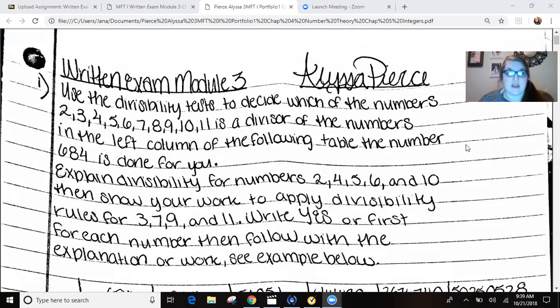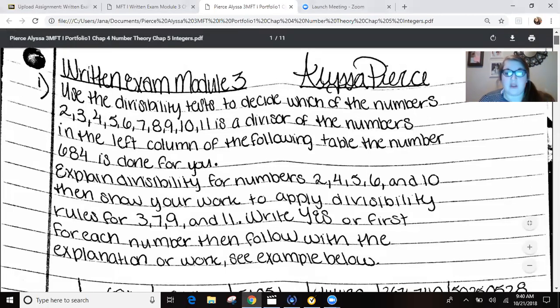So we see that for number 1, we are to use the divisibility test to decide which of the numbers 2, 3, 4, 5, 6, 7, 8, 9, 10, and 11 is a divisor for all the numbers in the left column of the following table, which is down below. The number 684 was done for us. We are to explain the divisibility for numbers 2, 4, 5, 6, and 10, and then show our work to apply divisibility rules for 3, 7, 9, and 11. So write yes or no for each number and then follow with the explanation of work.